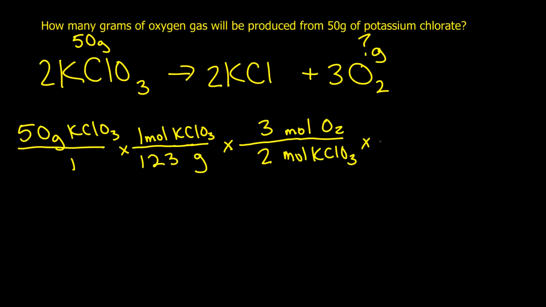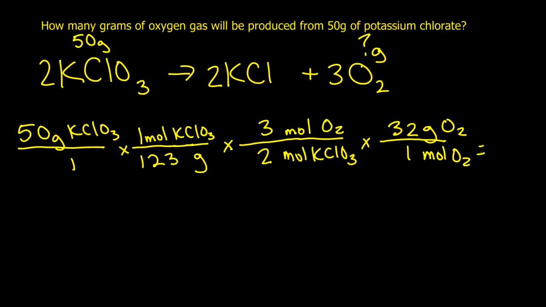Then, once I got my moles of oxygen, I want to change that to grams of oxygen. So moles of oxygen go on bottom, and grams of oxygen go on top. Well, 1 mole of oxygen is how many grams? Well, 16 times 2 gives me 32. There is our string of math that's going to give us the answer.